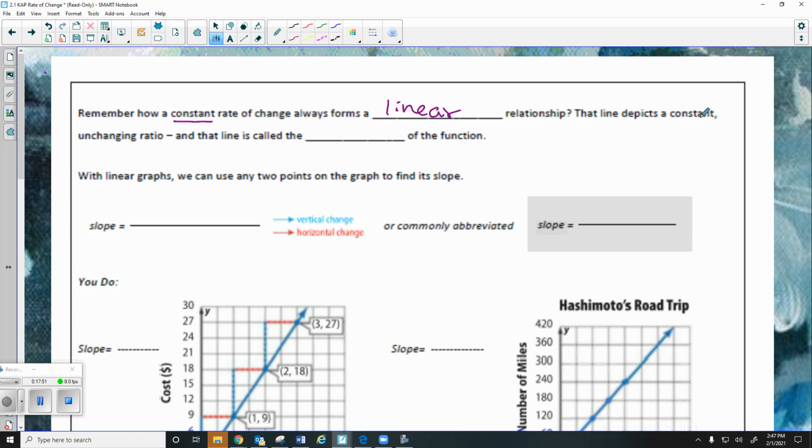So that line depicts a constant unchanging ratio, and that is called the slope of the function. It's just one slope. With linear graphs, we can use any 2 points. It does not matter if it's these two, or this one and the last one. If you skip a few, you can use any 2 points, and you will always end up with the same rate of change. So again, slope is the change in y over the change in x.